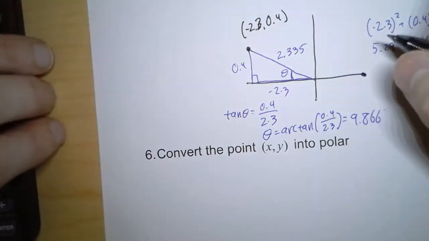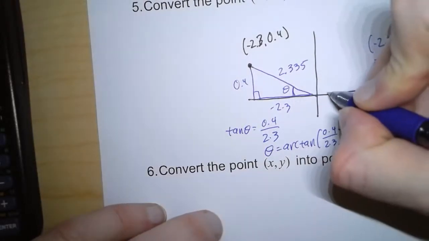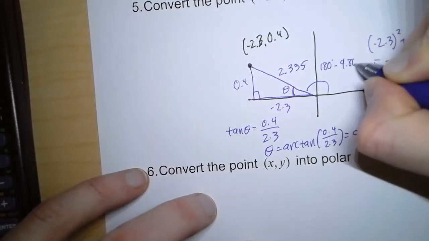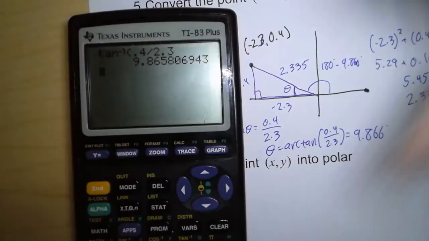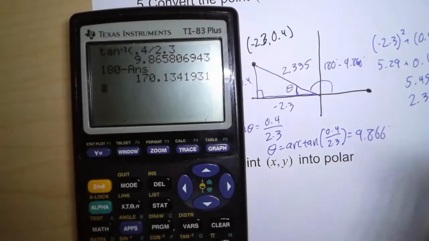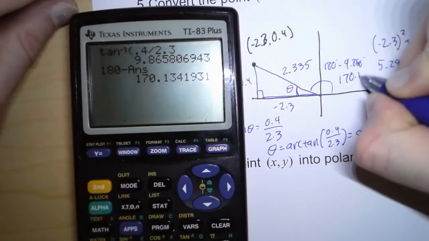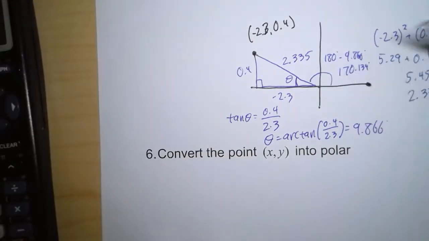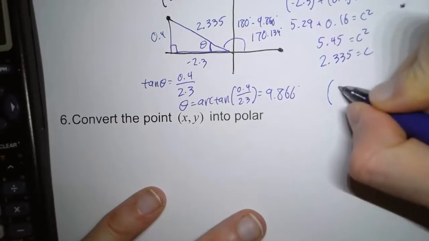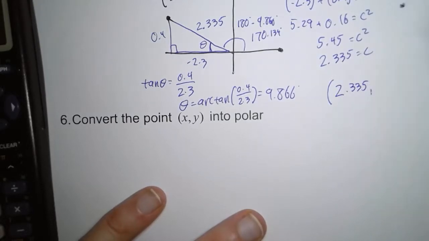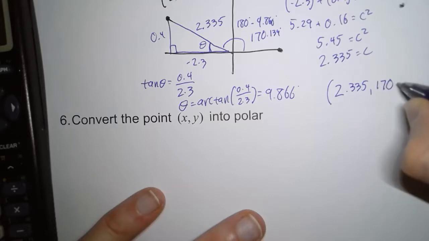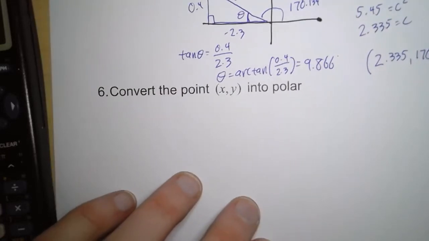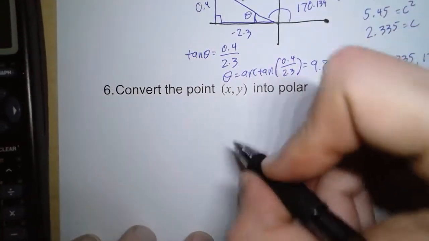And we get 9.866 degrees. That's theta. But what we want is this right here. So that's going to be 180 minus 9.866 degrees. So if I take 180 and minus that, we get 170.134 degrees. And so that is our angle from here to here. So in polar, we have 2.335, that's our distance, and our angle is 170.134 degrees.